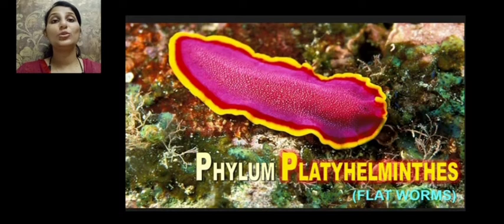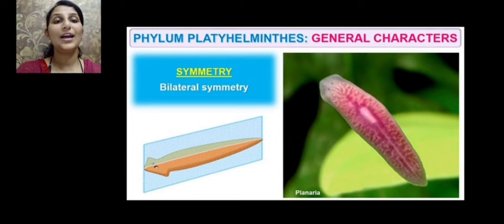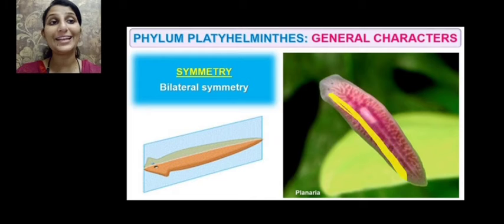Next, let us learn about the fourth phylum, that is Phylum Platyhelminthes, or they are called flatworms. Platyhelminthes, the grade of organization is organ and organ system level of organization. So we finished with cellular, which is seen in Porifera. We finished tissue level of organization, which is seen in cnidarians and Ctenophora. And next is the organ and organ system, which begins with Platyhelminthes. Now if we look into their body shape, we can see they are completely flattened.